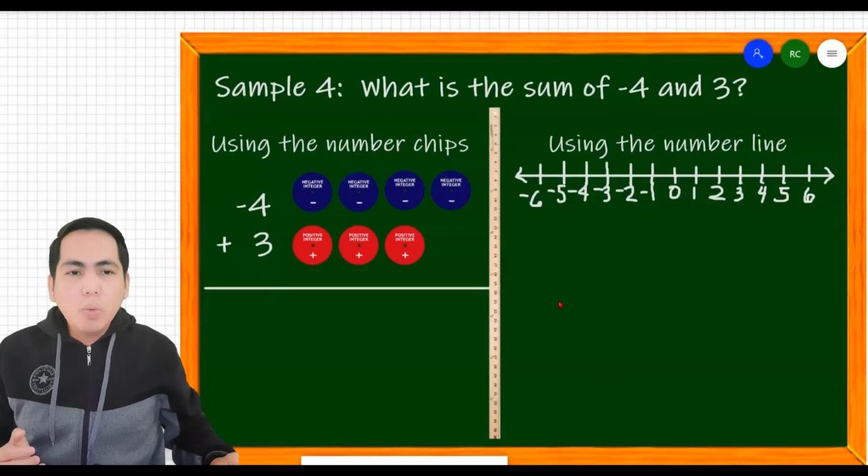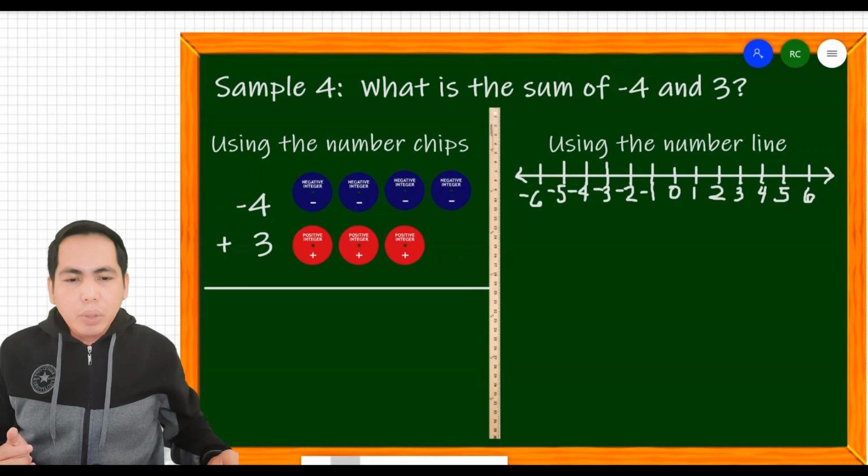We have here, what is the sum of negative 4 and positive 3? So we will be using our number chips and the number line. So again, we have to represent first the negative 4. So we have 4 blue chips plus the 3 red chips because 3 is a positive number.